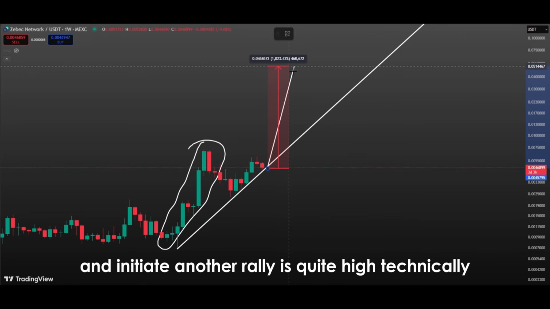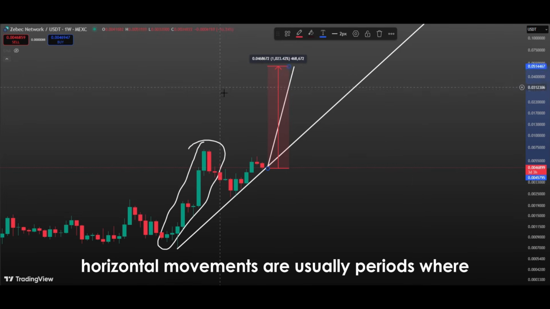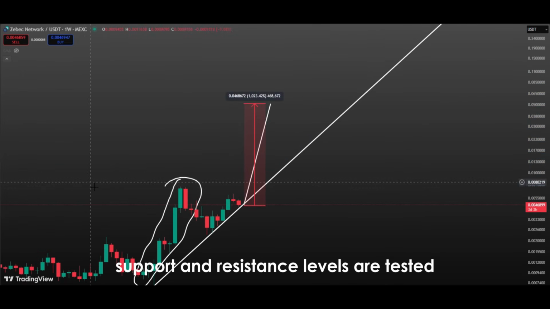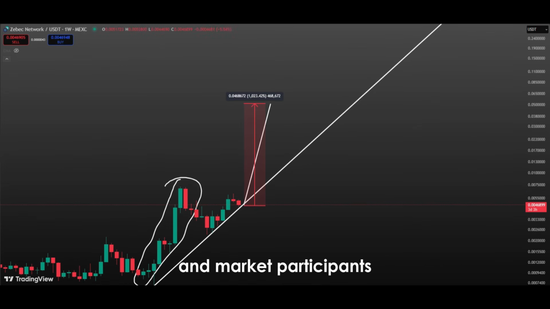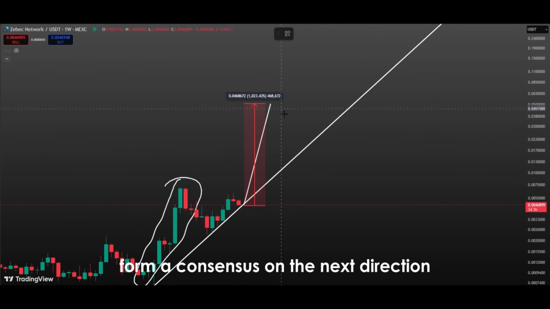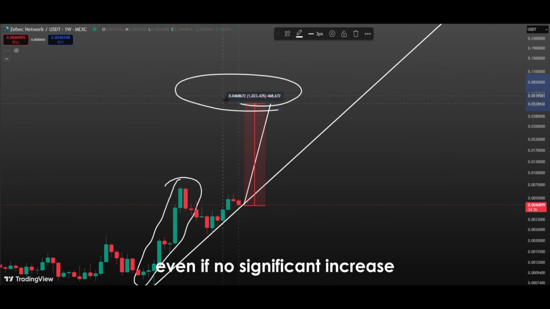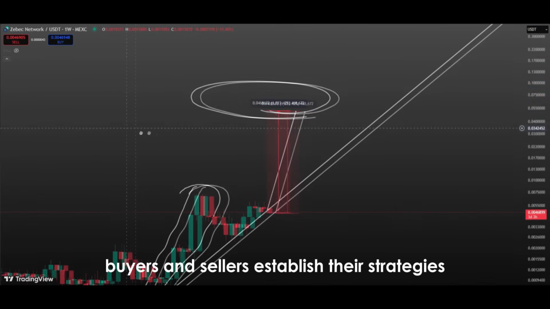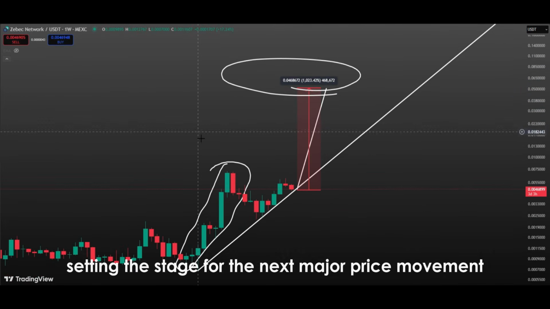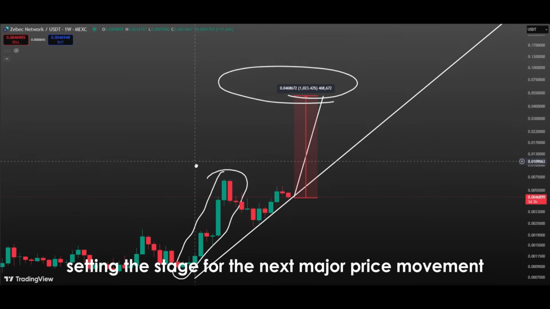rally is quite high. Technically, horizontal movements are usually periods where support and resistance levels are tested, and market participants form a consensus on the next direction. Even if no significant increase or decrease in volume is observed during sideways trading, buyers and sellers establish their strategies during this period, setting the stage for the next major price movement.